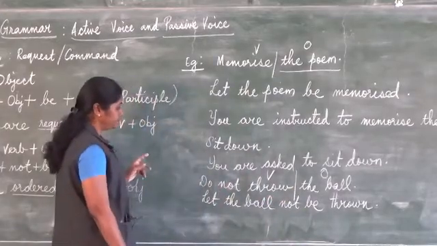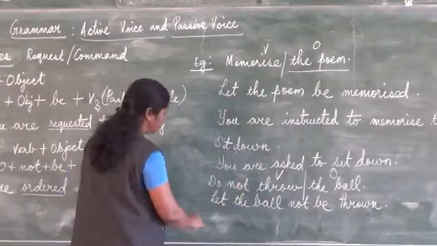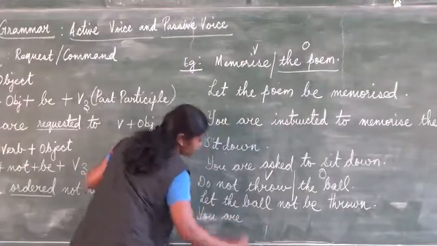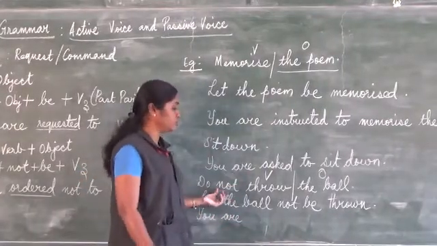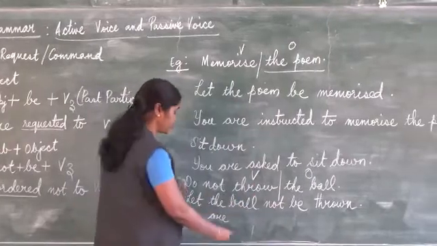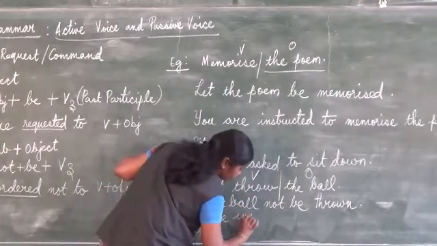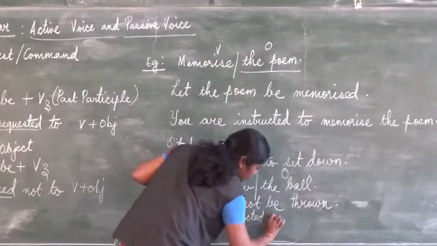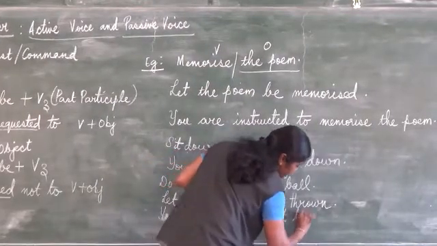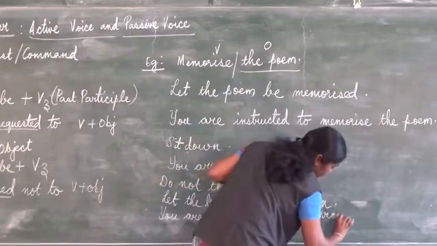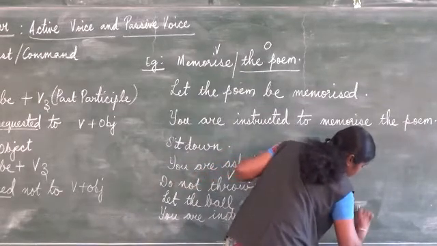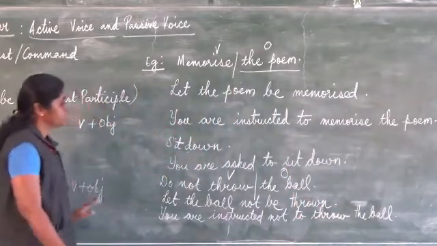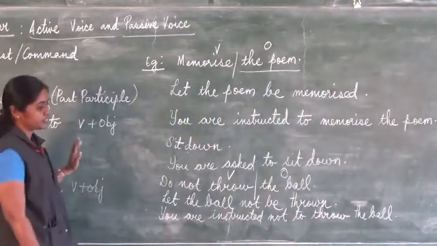Okay. Then second method. You are, again you can use the word instructed. This is a kind of instruction, no? Do not throw the ball is a kind of instruction. So you can use instructed. You are instructed not to throw the ball. Okay. So with this, imperative sentences are over.